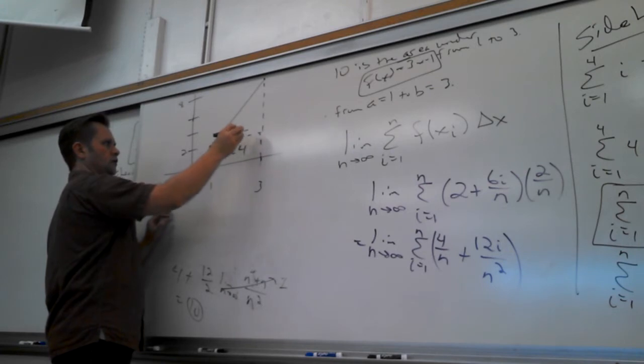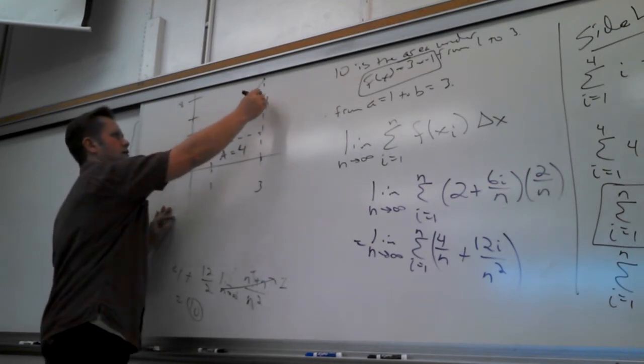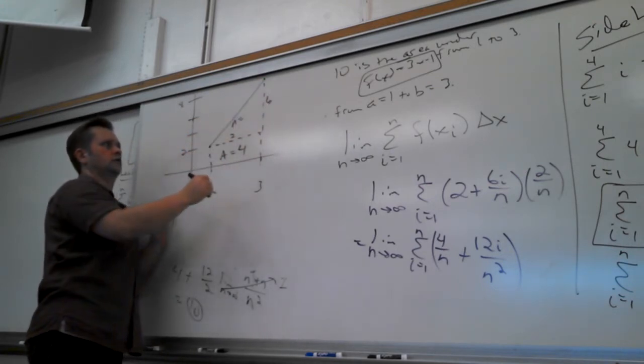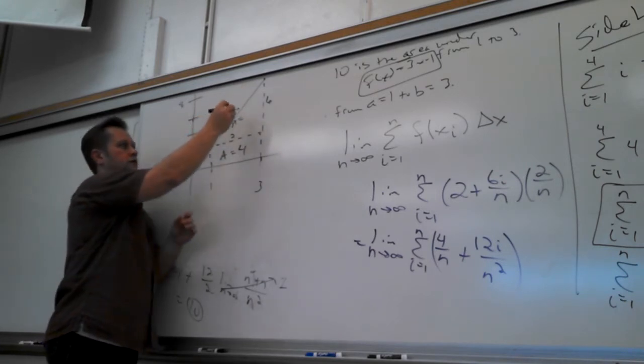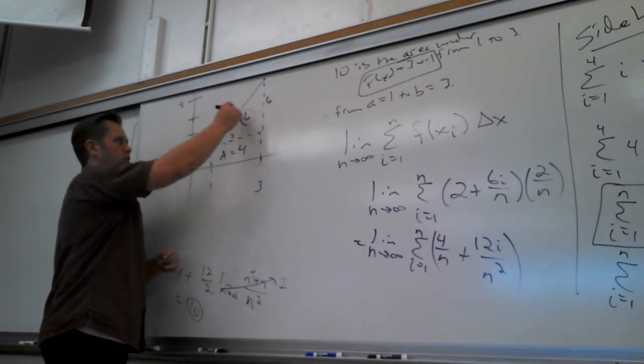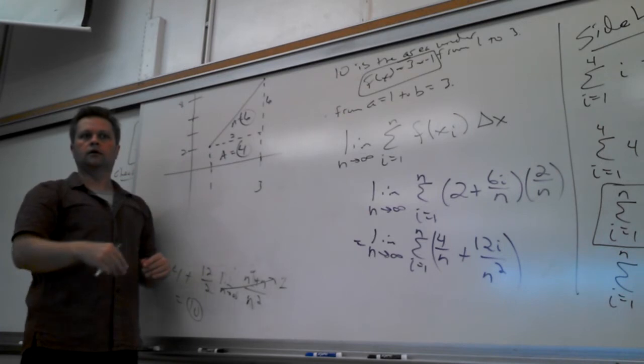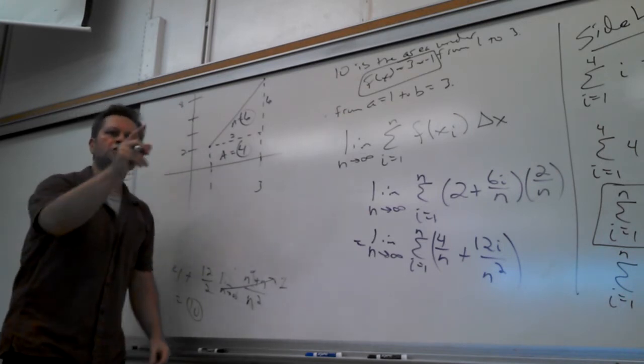This is 2. And what's the height? 6. So what's the area of the triangle? 6. Yeah, half of 12 is 6. So what's 6 plus 4 for the area of the whole thing? Oh my gosh, 10. Now, of course it is.